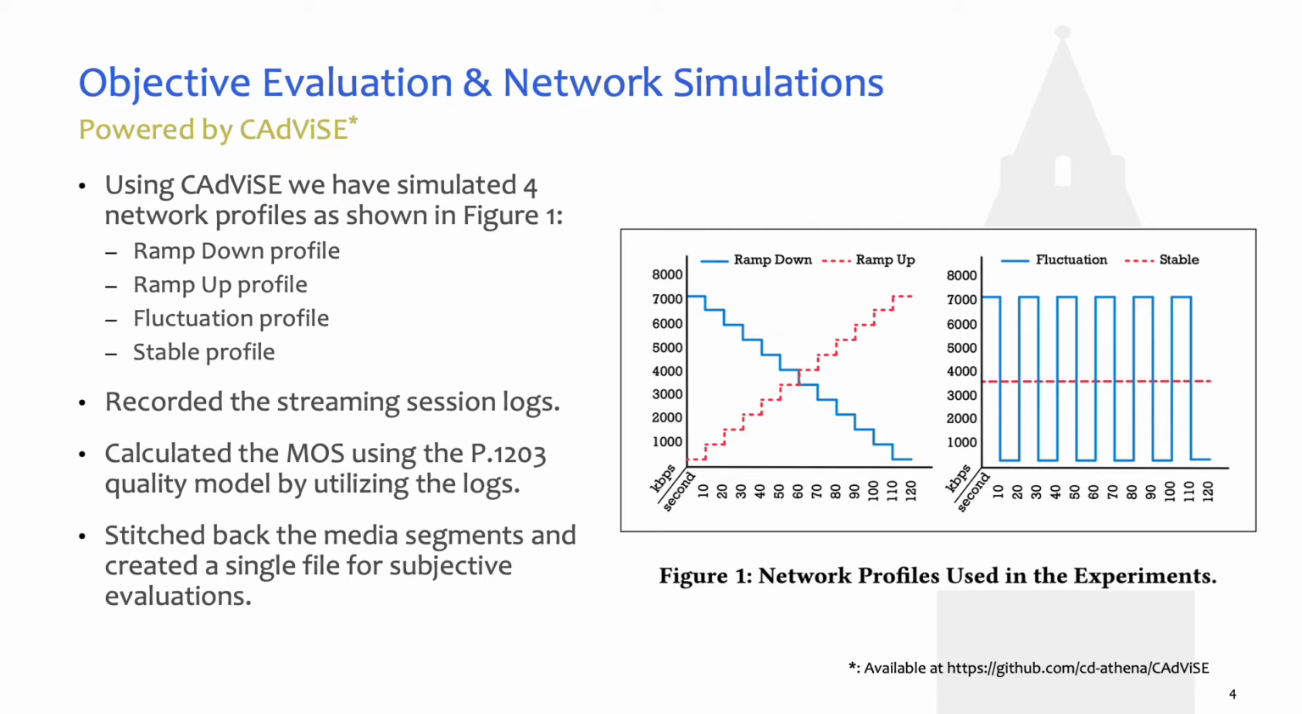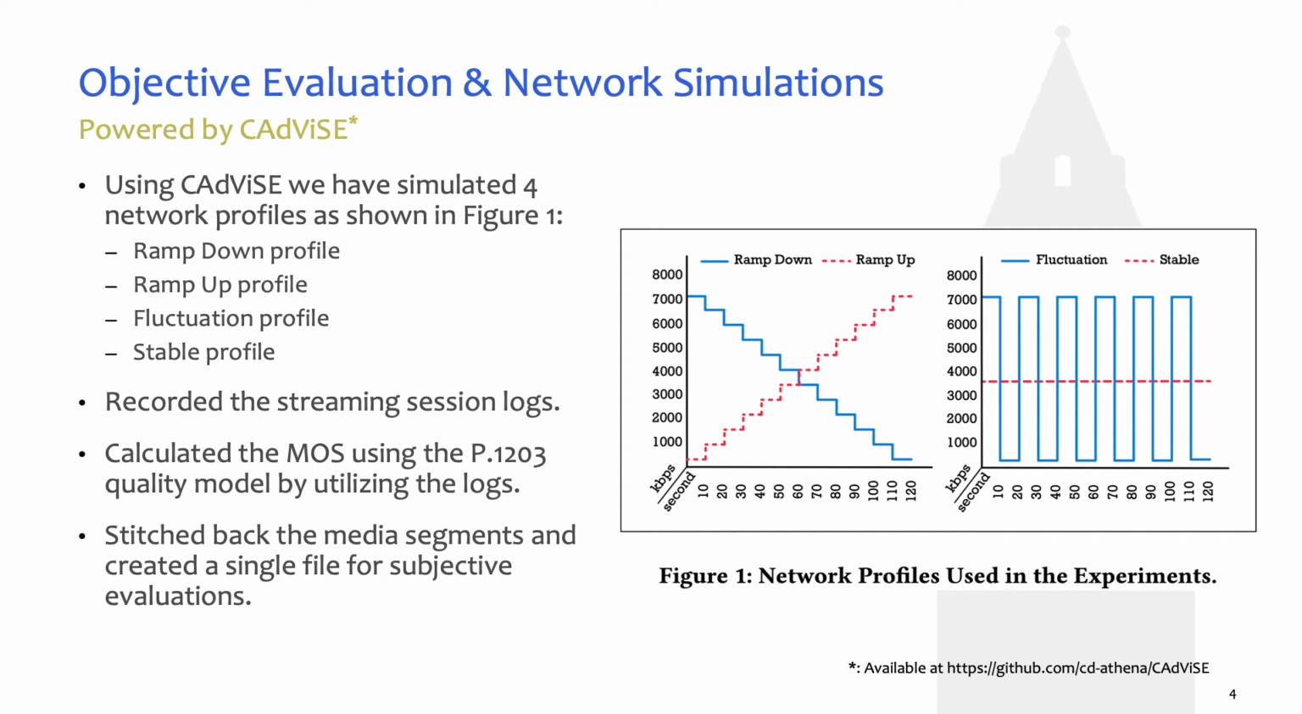This network profile is the most challenging, and in contrast, we have also introduced a stable network profile in which the available bandwidth is constant and set to the average available bandwidth with no fluctuation. You can see these two network profiles, fluctuation and stable network profiles, on the right hand side of the figure 1.